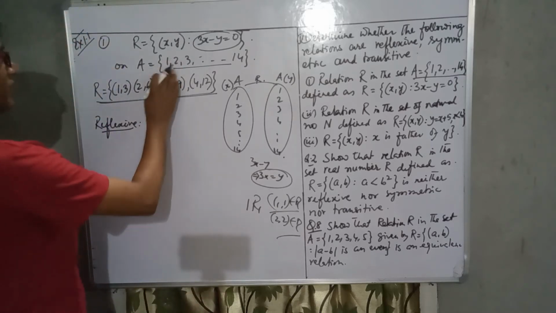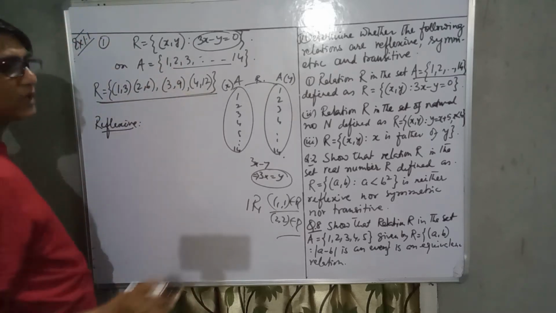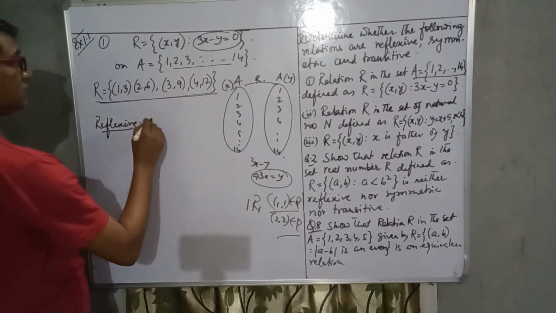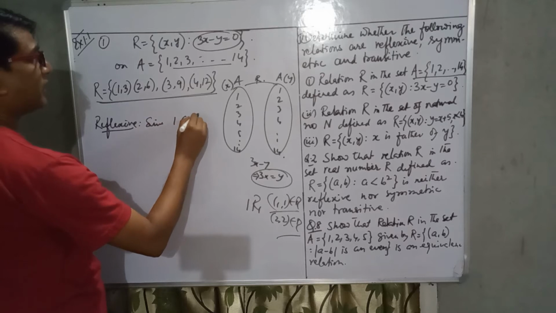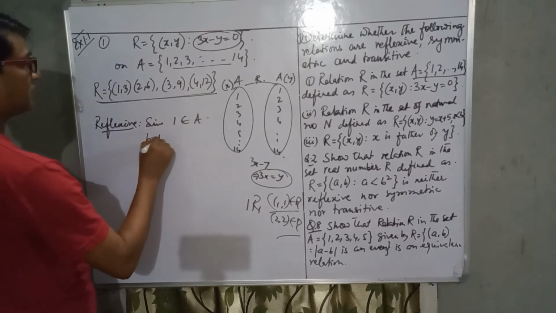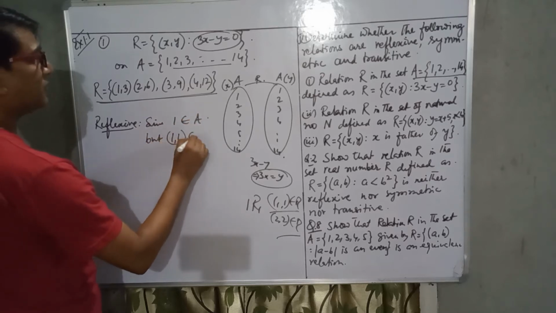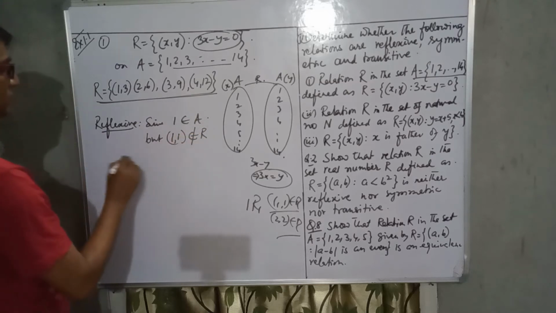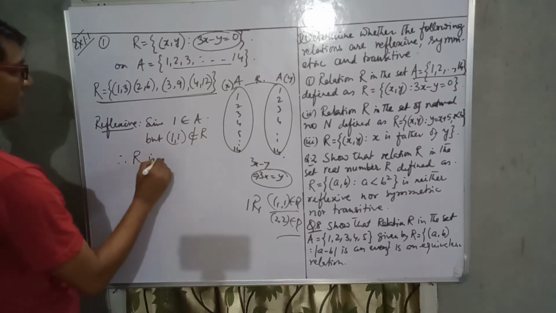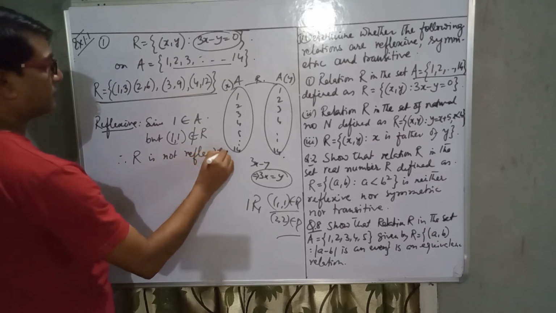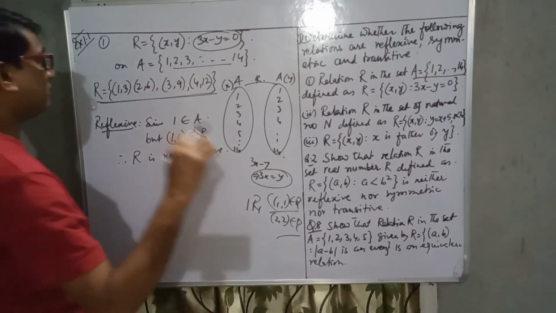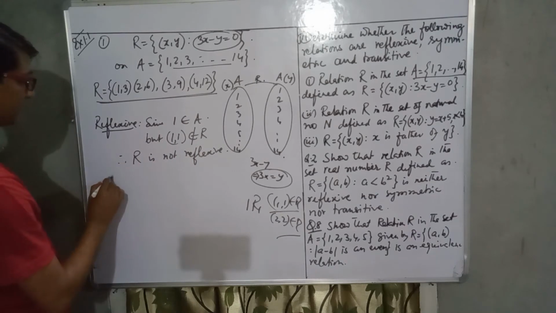So if we take 1, does (1, 1) belong to R? No. Since 1 belongs to A, but (1, 1) does not belong to R, R is not reflexive. We can write it directly this way. R is not reflexive.